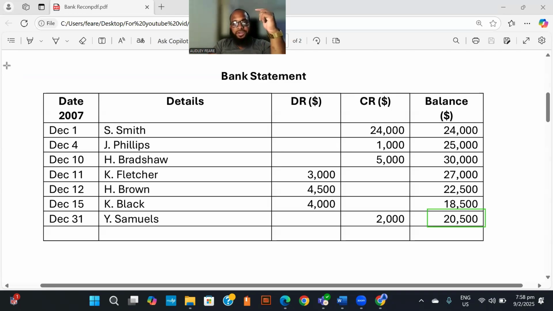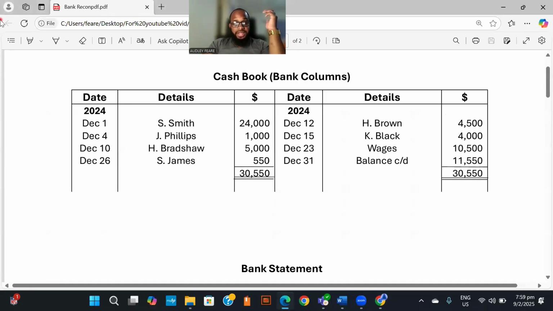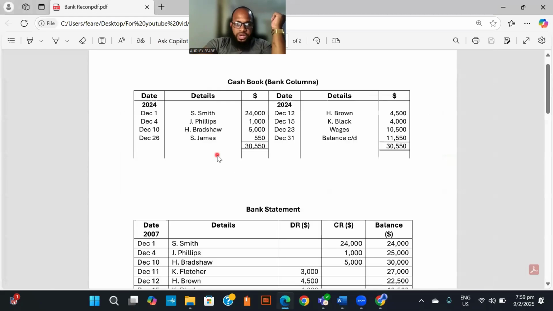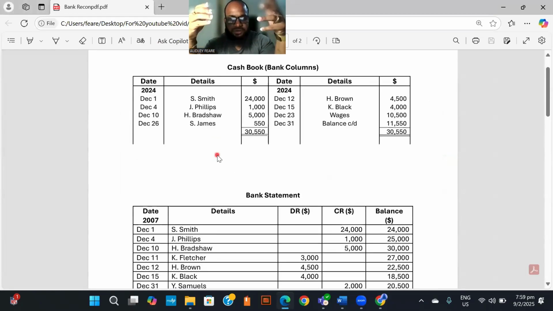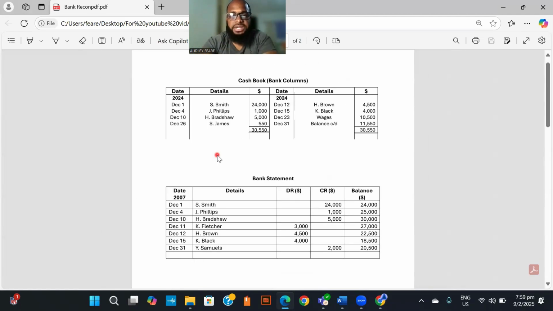Let us compare what we have in our cash book that we would have prepared ourselves. So here goes. It's a different balance. Look at this. Our balance here is $11,550. So something is wrong. You see this in your bank statement and your cash book, and you're wondering what could cause this. There are more than one thing, but let us look at how we can sort this out and then we deduce how all of this difference could happen in the first place.